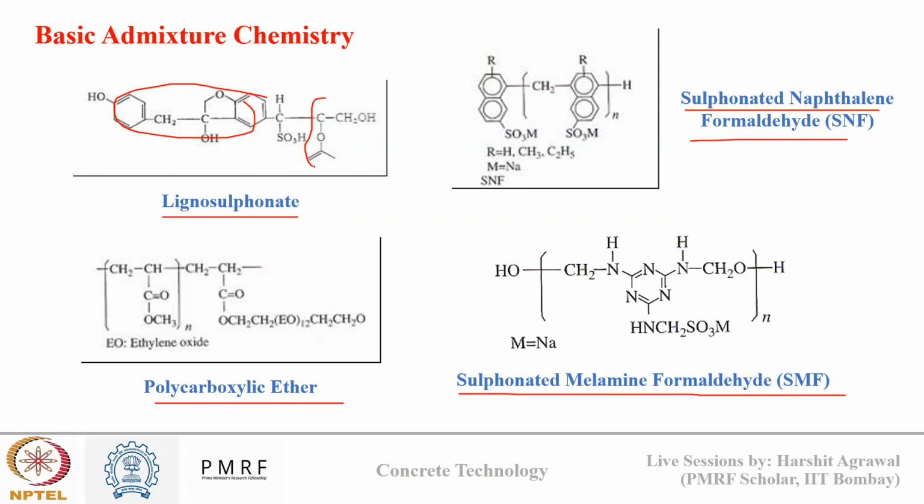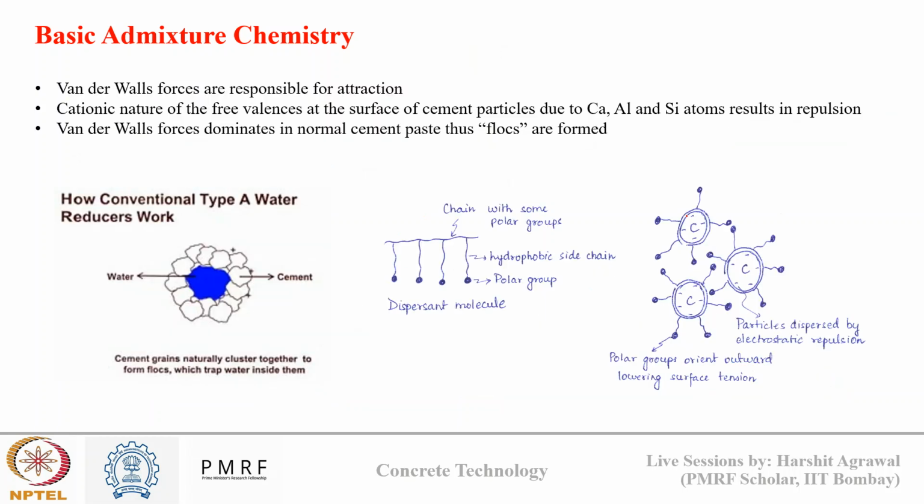Here you can see the hydrophilic group. This is the sulfonate group present here. There is this ether group here, and again a sulfonate group here. So these groups are the hydrophilic ends, which are water loving, and this entire hydrophobic chain is water repelling in nature, and both of them combine to make a dispersant admixture.